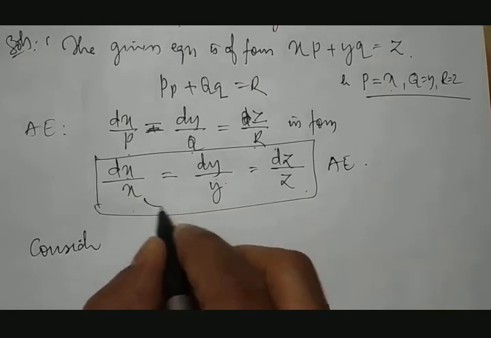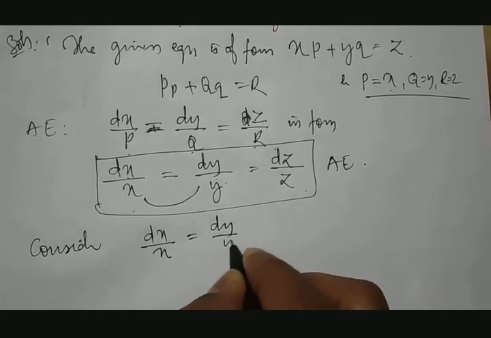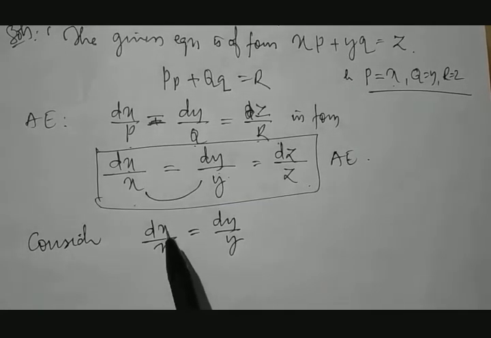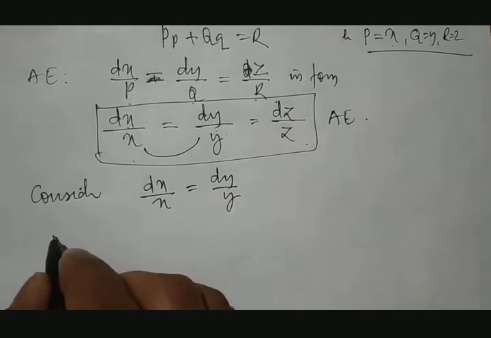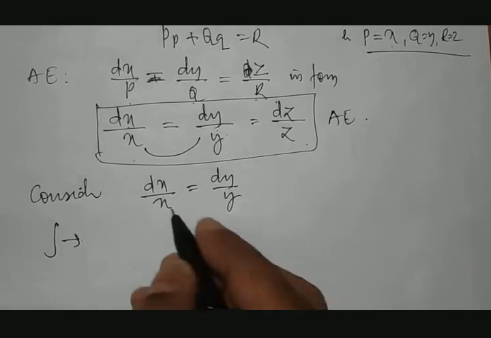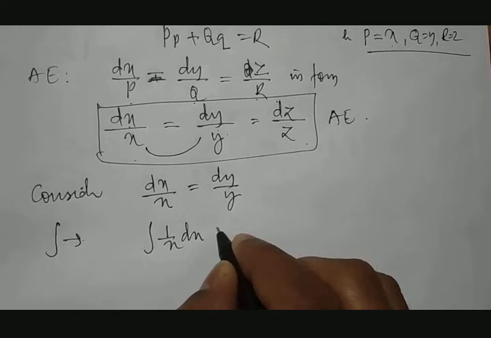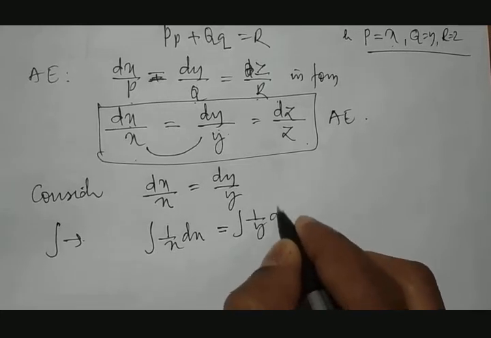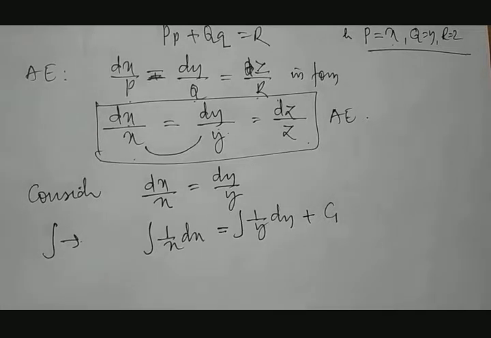First we take these two. For example, if I take dx by x is equal to dy by y, you can see the variables are already separated. All x in one group, y in the other group. Then its solution is possible just by applying integration on both sides. Integration of 1 divided by x with respect to x is equal to integration of 1 by y with respect to y plus c1, because it is a constant. That is called the integration constant.